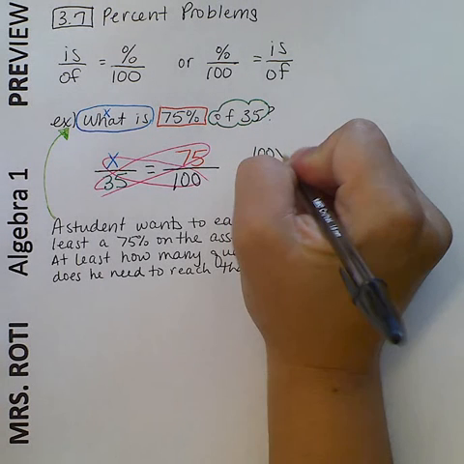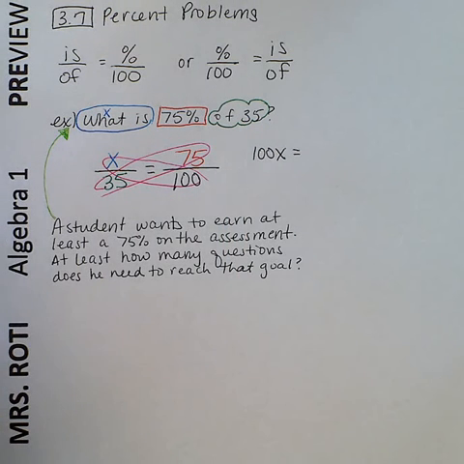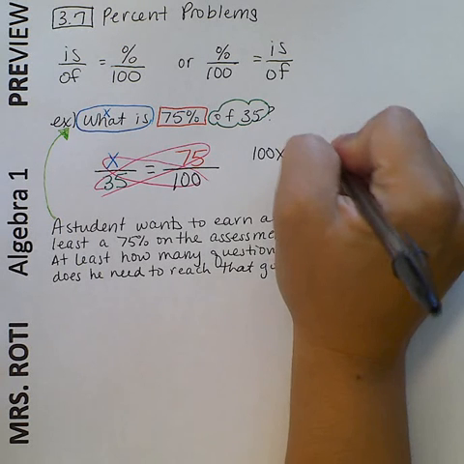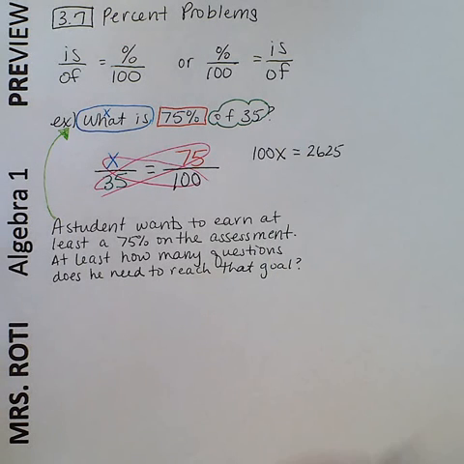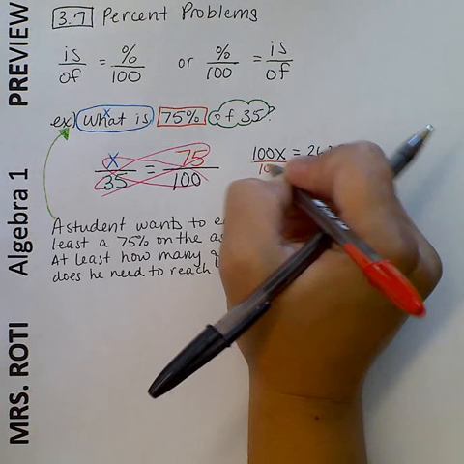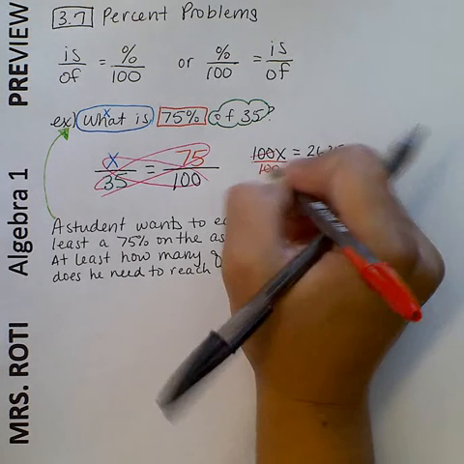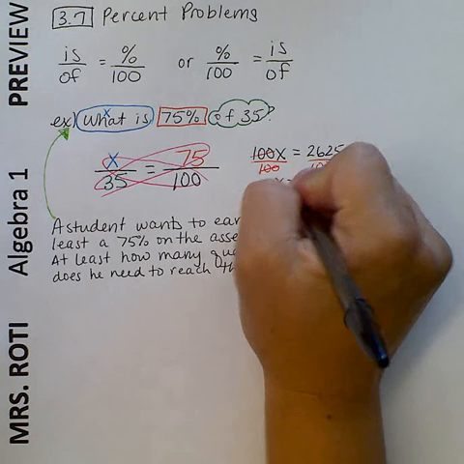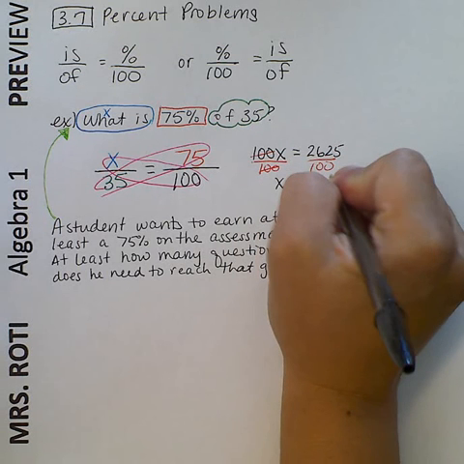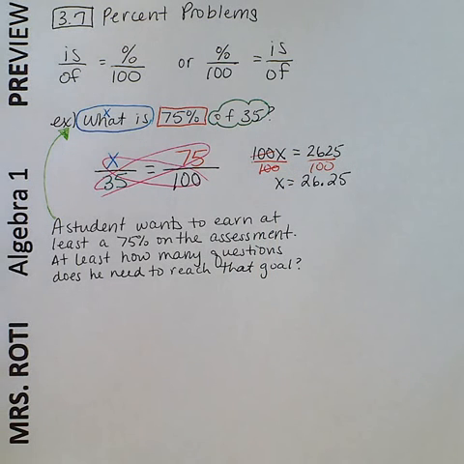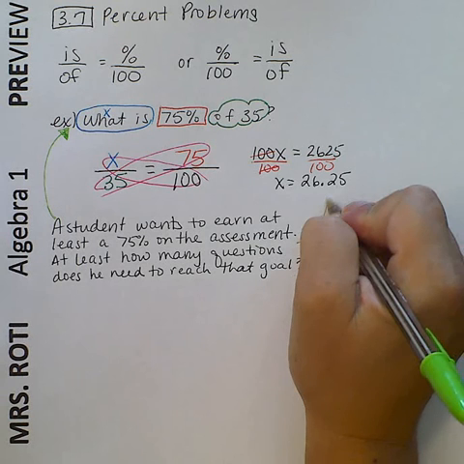100 times x is 100x. 35 times 75 is 2625. Using our inverses to solve for x, we're going to divide by 100 and get that x equals 26.25. But again, we have to understand what that means in our word problem.